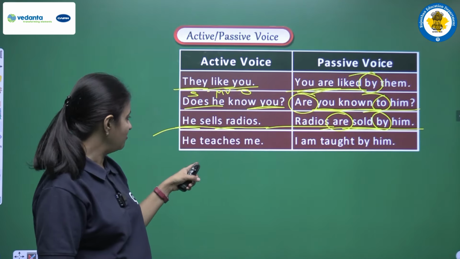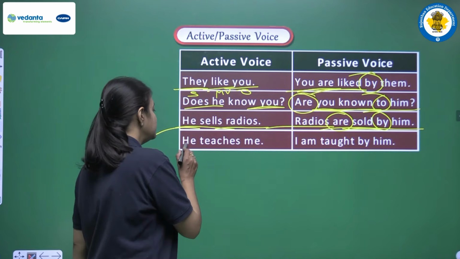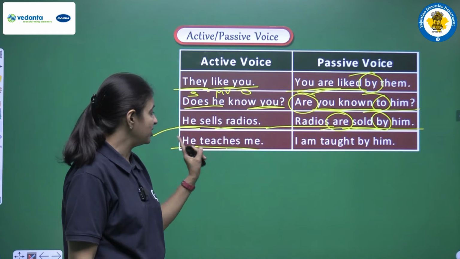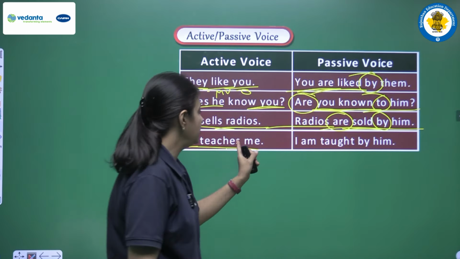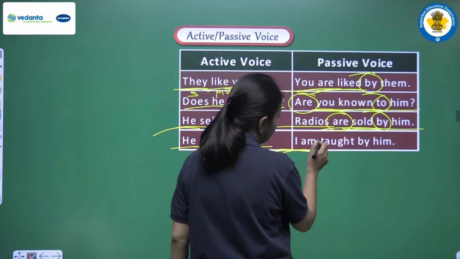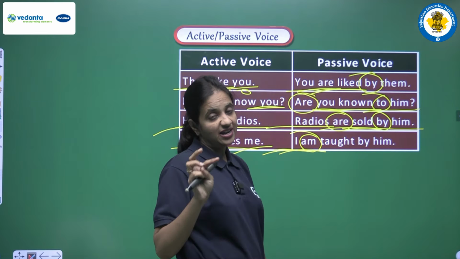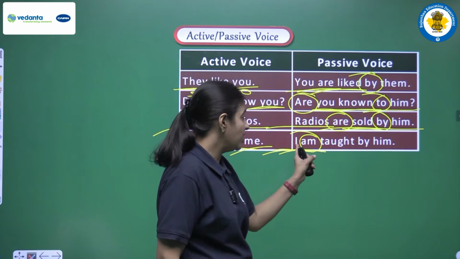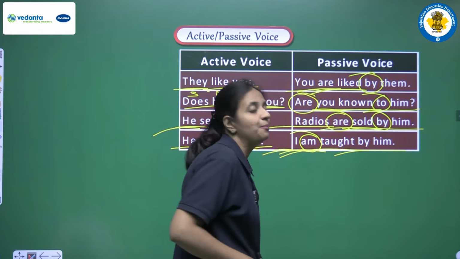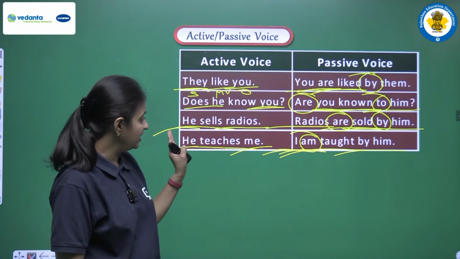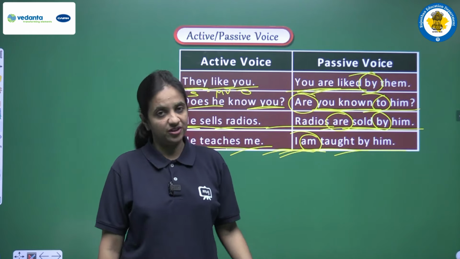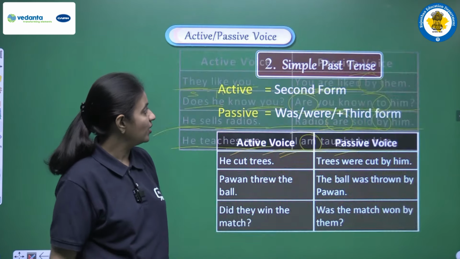One more example: he teaches me. Again singular subject plus s or es, present simple tense. He teaches me: subject, main verb, object. So now he हमें start करना होगा. जो me है that will be I, and for I we are using am here, right? So we have three options: is, are or am. Now we have I, so we are using am. Teach के third form it will be taught, and by him. So we have: he teaches me. Passive voice will be: I am taught by him. Okay, clear?